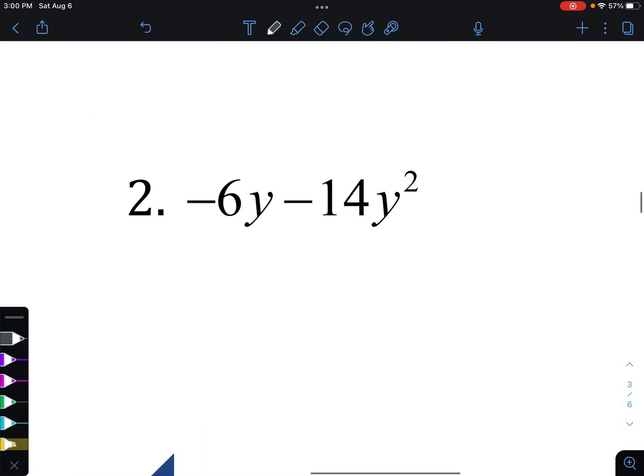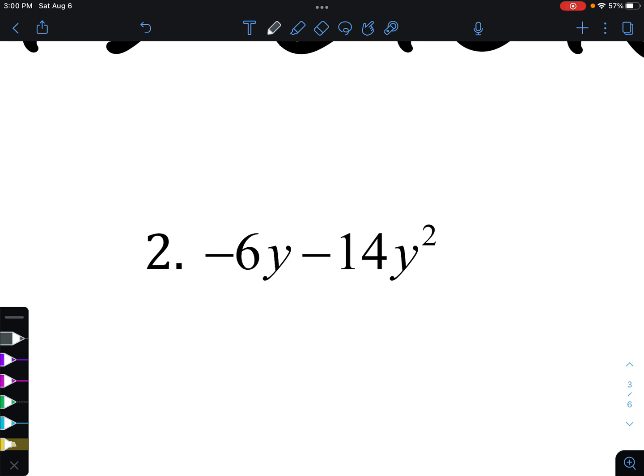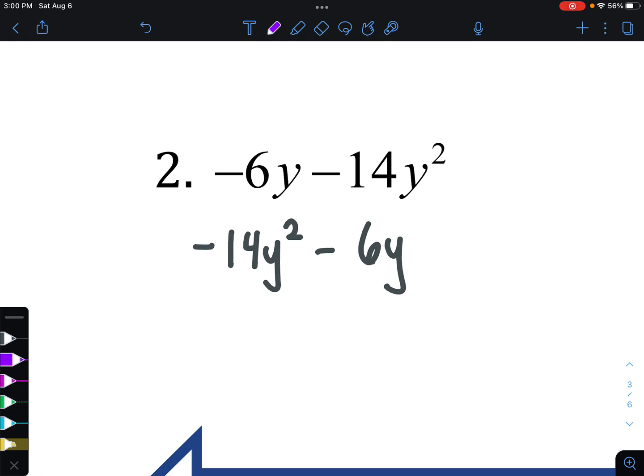So this one, again, we want to reorder because it's not in descending order. So that negative 14y squared minus 6y, we can rearrange them. So now the powers are in descending, they're in decreasing order. But what we're going to see here is that the leading coefficient right now is negative, and we don't want this leading coefficient to be negative. So what we're going to do is when we take out our GCF, it will be negative, so that the polynomial left inside here will have a positive leading coefficient.